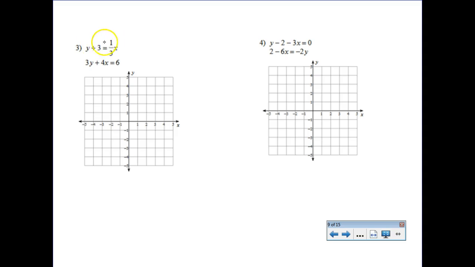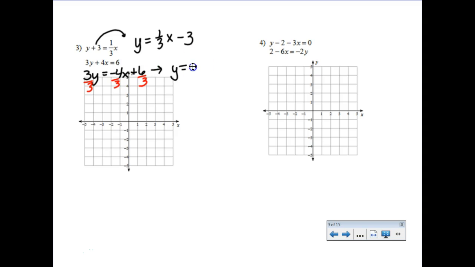So this line is not in my special form of graphing. I need to subtract the 3x over here. Sorry, the 3. So y equals 1/3 x minus 3. And then we got to solve for y over here as well. I'm going to start by subtracting the 4x over. So 3y equals negative 4x plus 6. But now I got to divide everybody by 3. So this line becomes y equals negative 4/3 x plus 2.